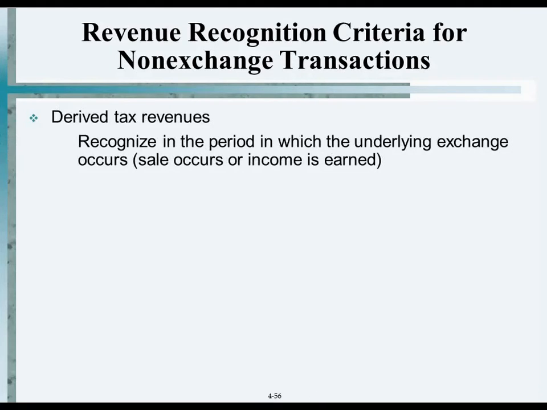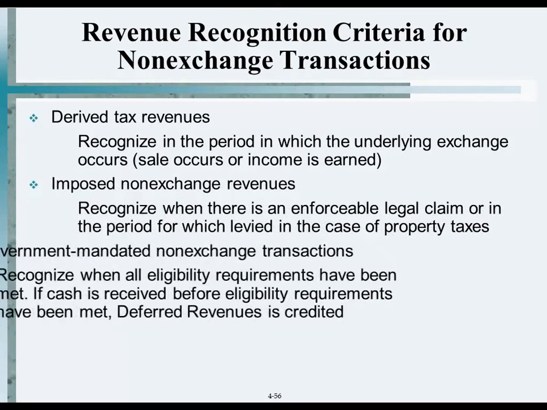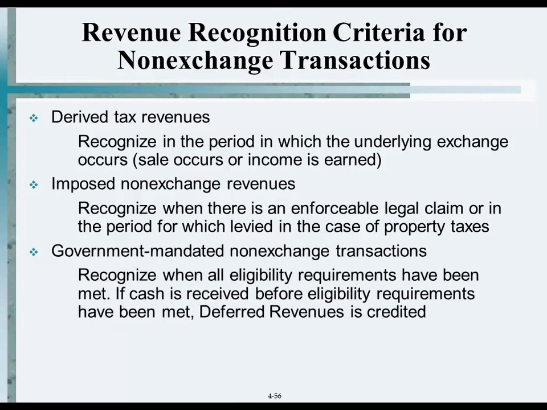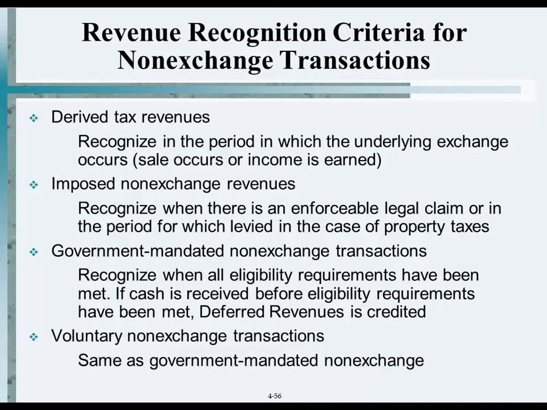Okay. So now let's take a look at the revenue recognition criteria. We talked about the 4 different things. How do we recognize the revenues? For derived tax revenues, you recognize it in the period in which the underlying exchange occurs. Sales occurs or income is earned. Well, that sounds obvious. Okay. So if it was earned during a period, you recognize it as such.